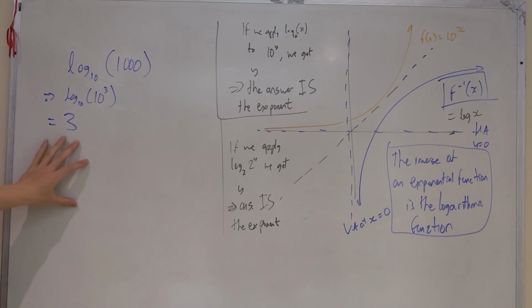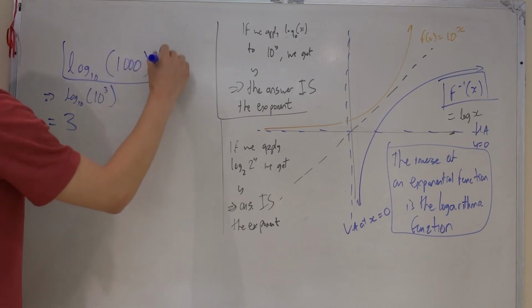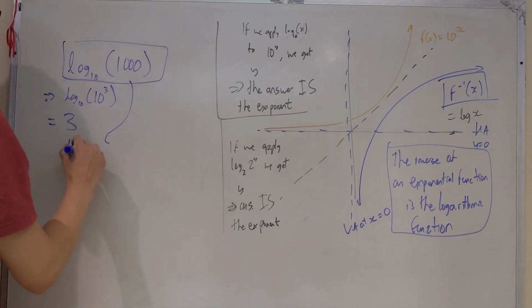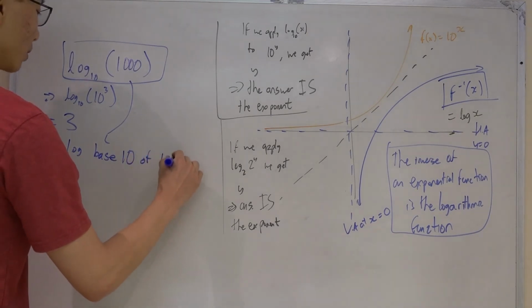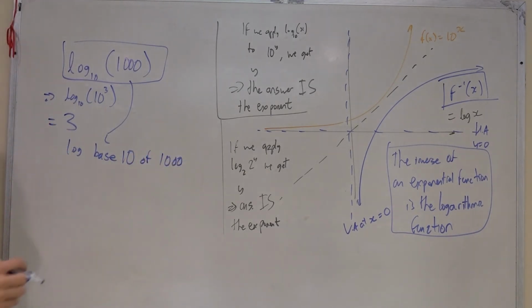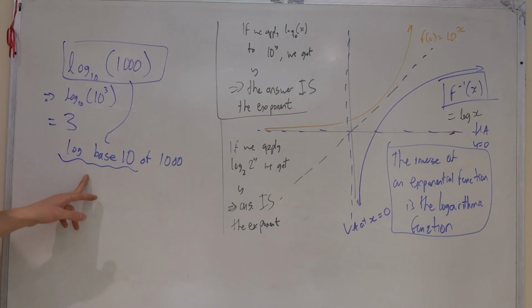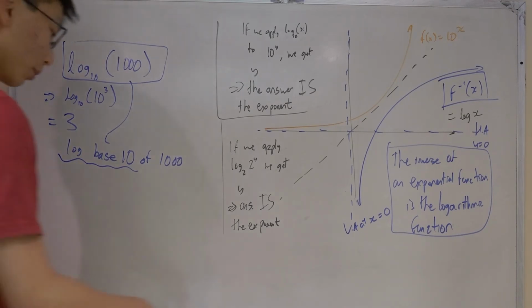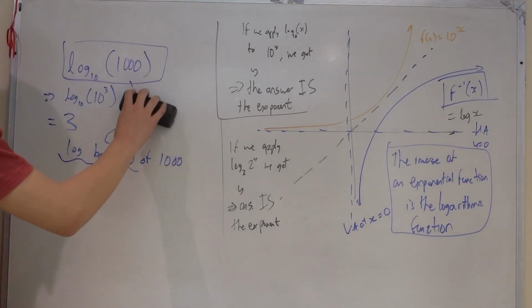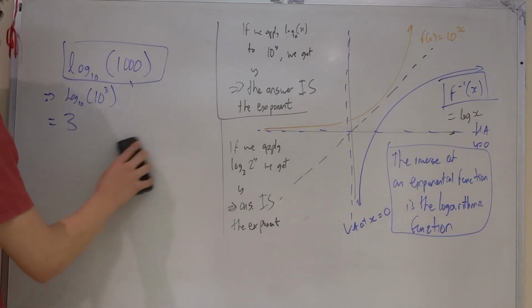Just for communication purposes, we say this expression as log base 10 of 1,000. So this is the name of the function. The function's name is log base 10. I know the wording's a little weird, but it's just something you have to get used to because it's standard notation for everyone.